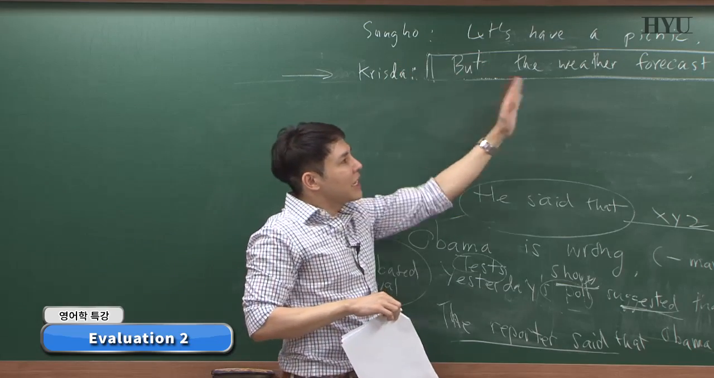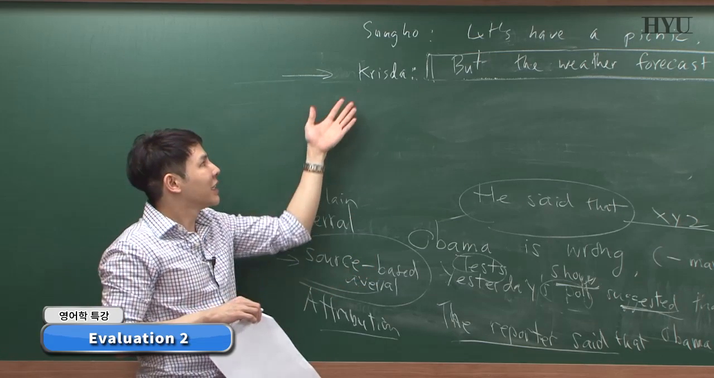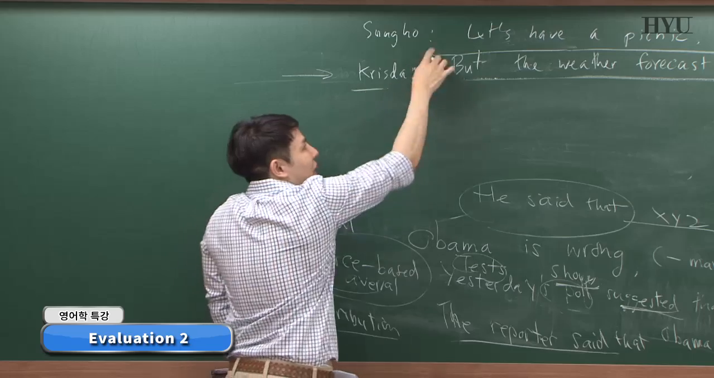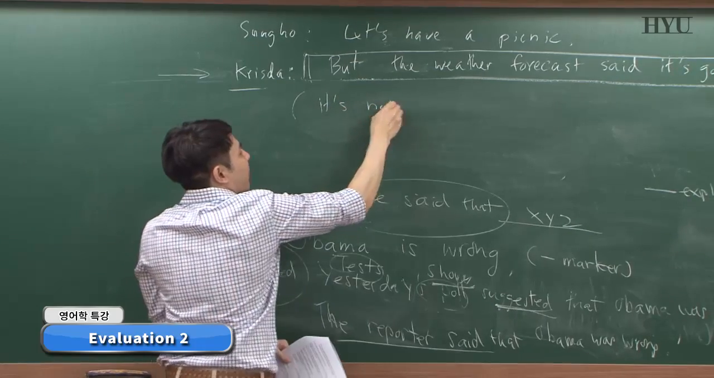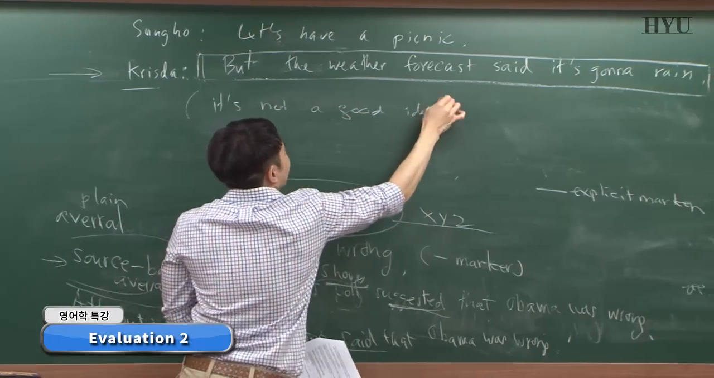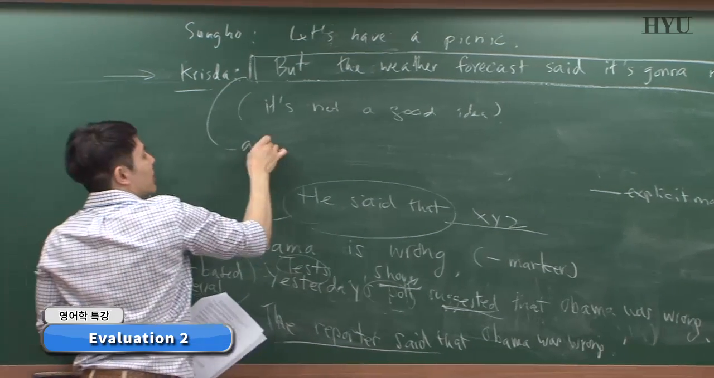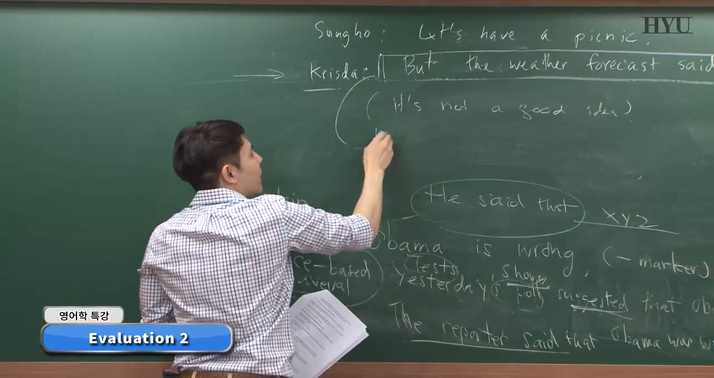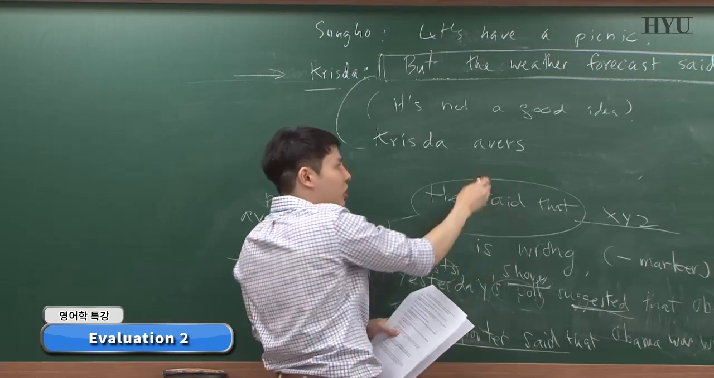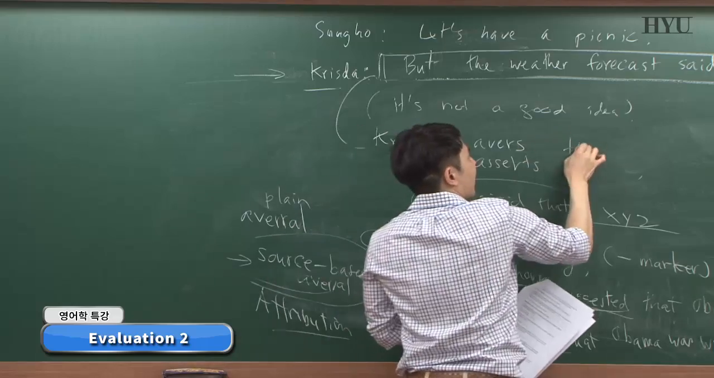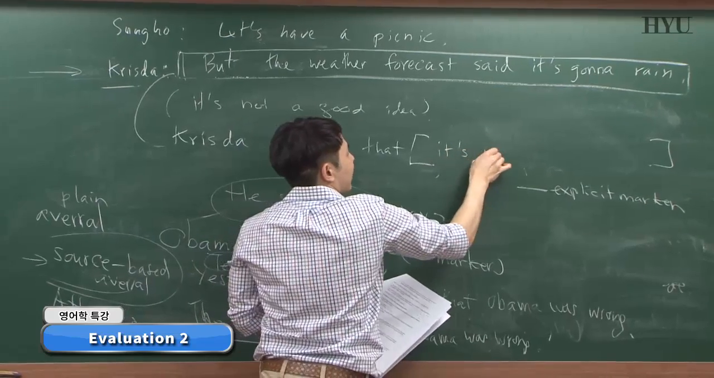So the sentence as a whole here, who makes that sentence? Krista, right? So Krista makes the sentence as a whole. Krista, in other words, says that it's not a good idea. So in this case, we can say that it's an avowal statement, because it means Krista avers, Krista argues that, Krista asserts that whatever is in the sentence, it's not a good idea.